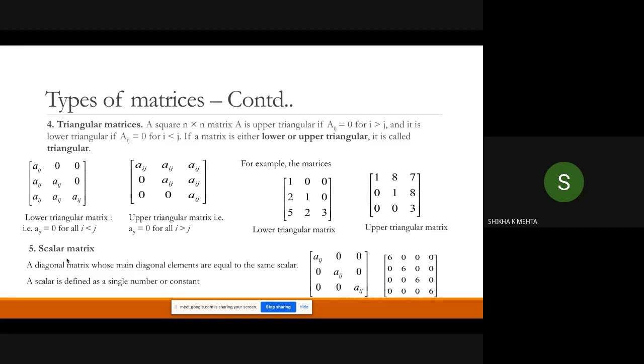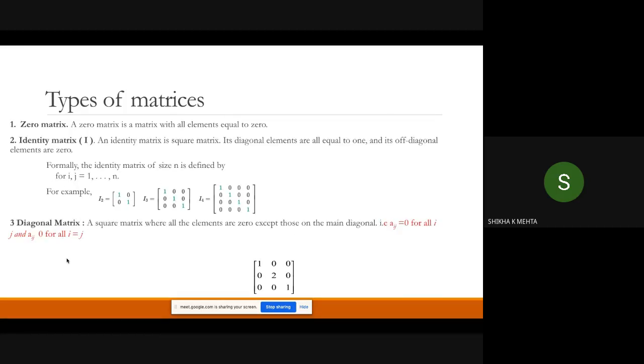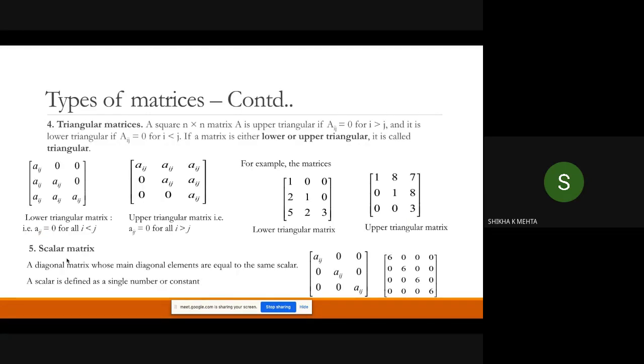Similarly, we can talk about the scalar matrix, a diagonal matrix whose main diagonal elements are equal to some scalar. Here we were talking about the identity matrix. When the diagonal elements are any values, including 1, but all the values are not equal to 1, it is a diagonal matrix. We call a diagonal matrix an identity matrix when all the diagonal elements are equal to 1. These are some special cases.